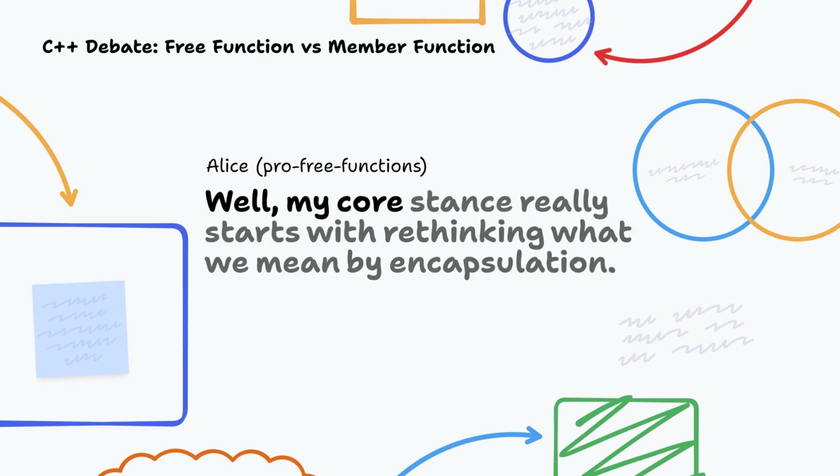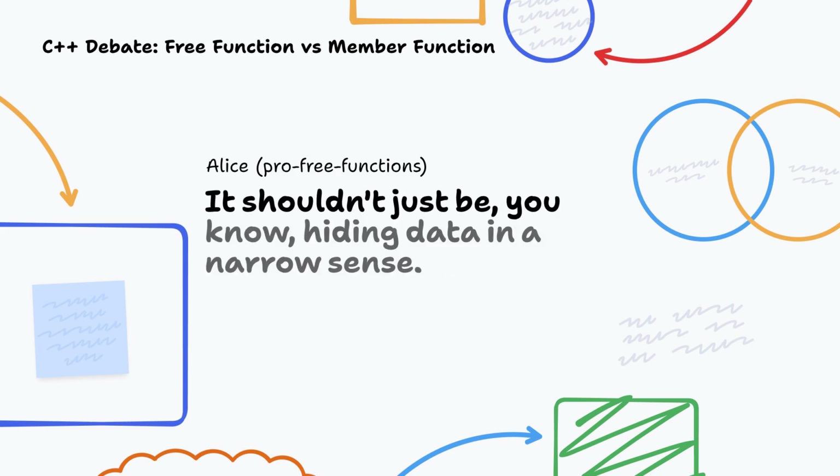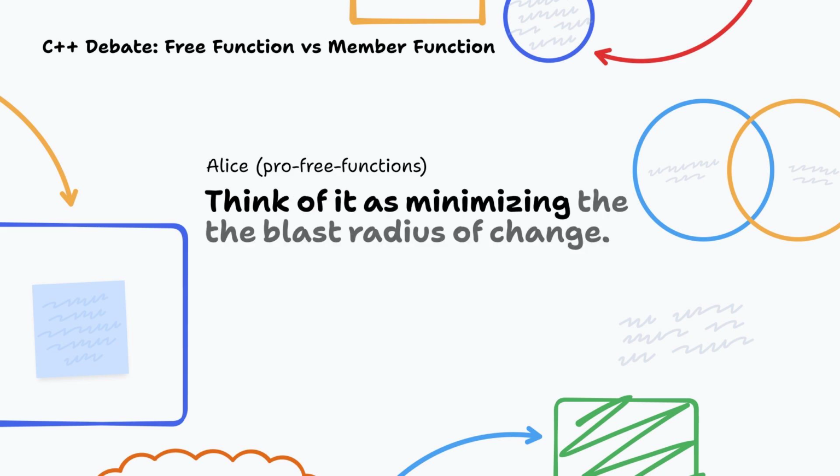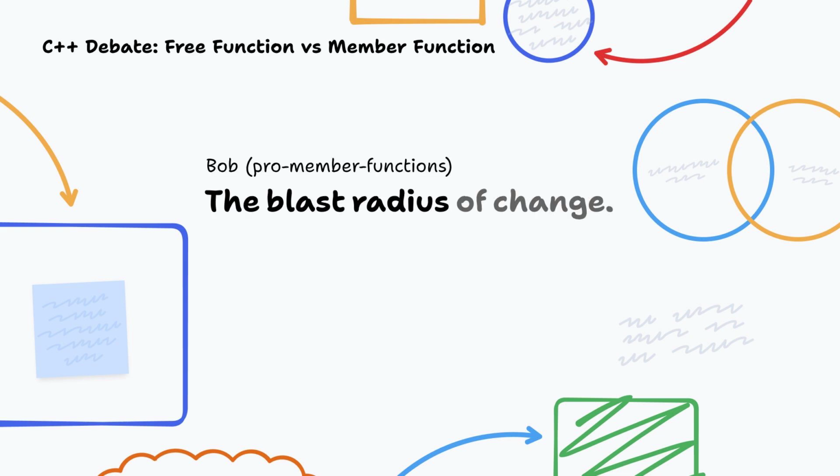Well, my core stance really starts with rethinking what we mean by encapsulation. It shouldn't just be hiding data in a narrow sense. Architecturally, I think we need to define it more pragmatically. Think of it as minimizing the blast radius of change. The blast radius of change. I like that. It's evocative.